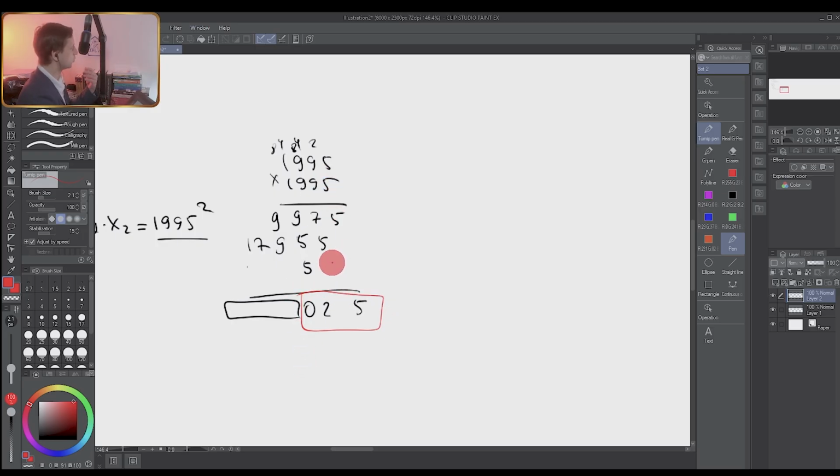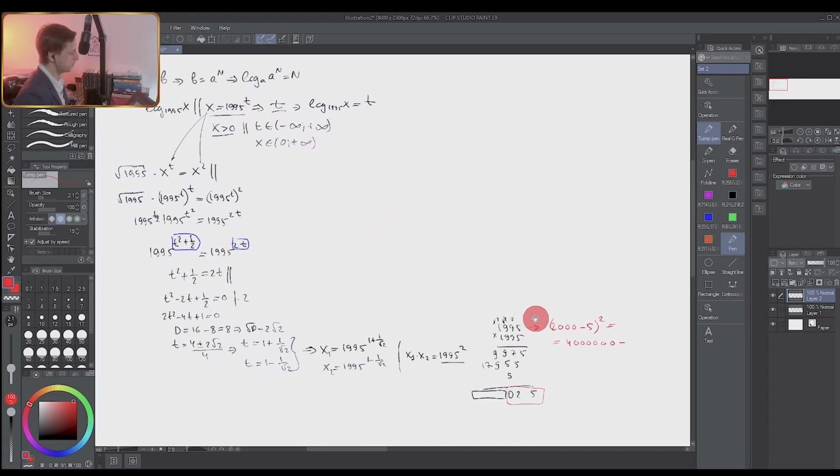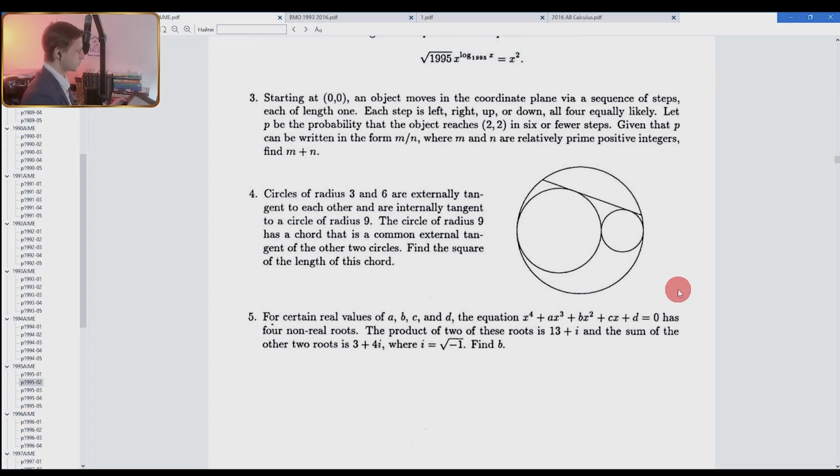Of course, you could do it in a different way. If you need to find the last 3 digits, maybe for you it will be easier to represent 1995 as 2000 minus 5, and this square would be just this expression squared, and you can write it as 4 million, because it's a square of this one, minus double product of this, plus 25. So it depends on you how you calculate. I just did it in a straight way, and the right answer is 025, and it is the answer for this problem number 2. Okay, let's solve geometry.